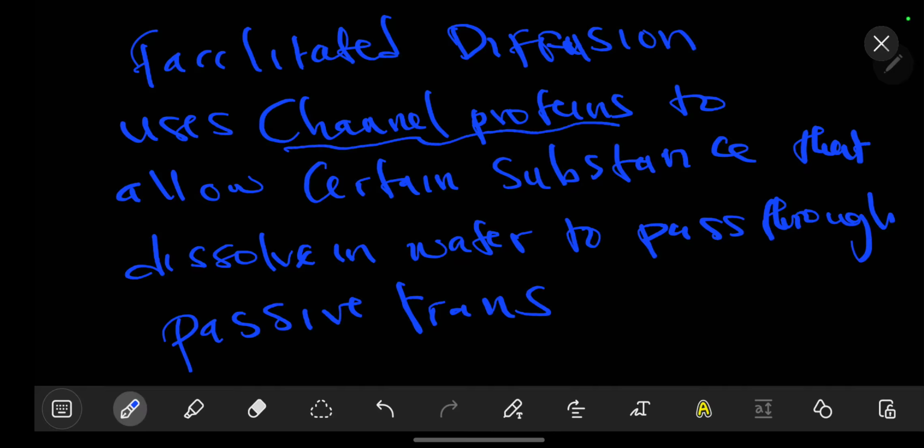In the next video, we'll be talking about how ligands operate, how ligand-gated channels operate.